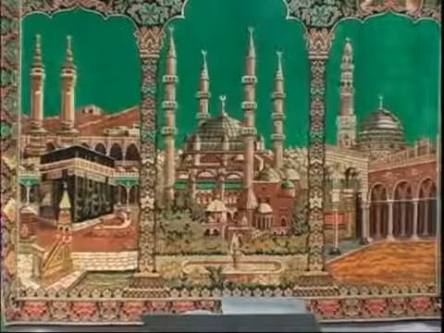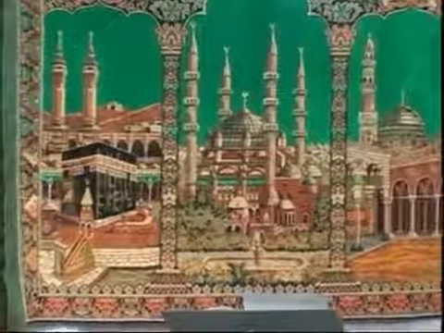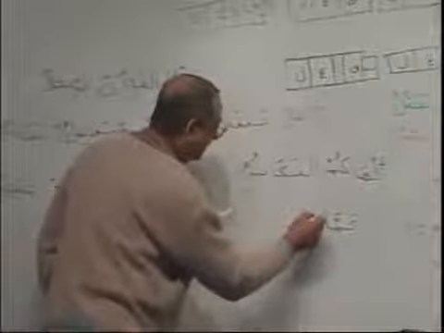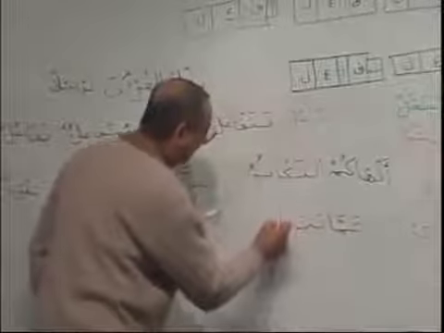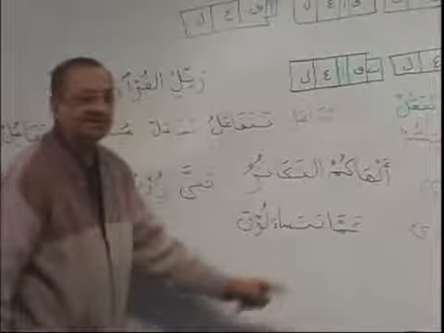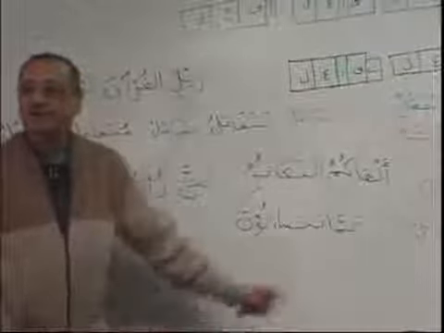Okay, brother, we write down. Amma yatasa'aluna. Okay, brothers and sisters. Yatasa'aluna. Fi'lun mudari'un marfu' bi thubuti nun. There is the fa'il. Wow. Hum. Means they are asking each other.